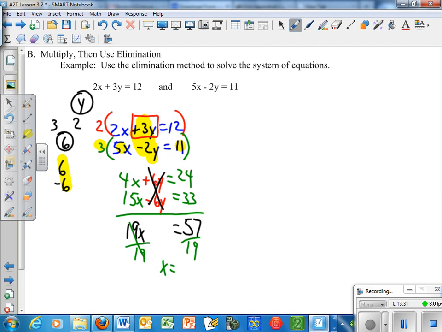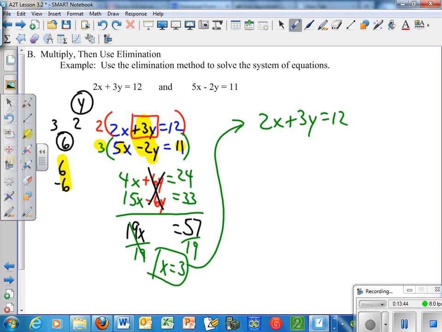57 divided by 19 is 3. I've just found x. So now you're going to have to go plug that back into one of your original two equations. I'm going to choose the 2x plus 3y equals 12. Always go back to one of your original two. I mean, you could go to after you multiply, but the numbers are bigger, so it's probably easier just to go back to one of the original two.